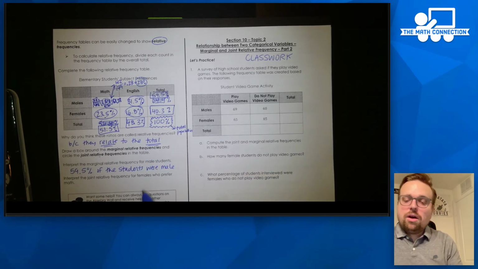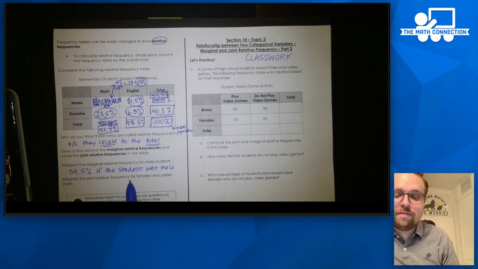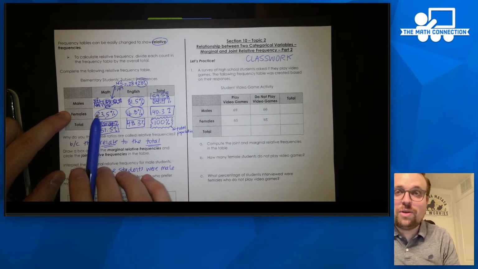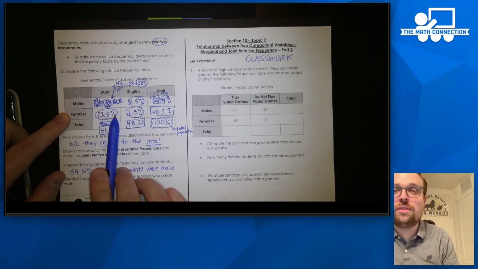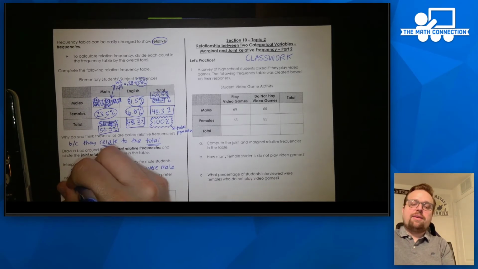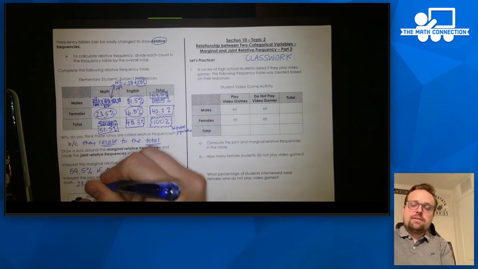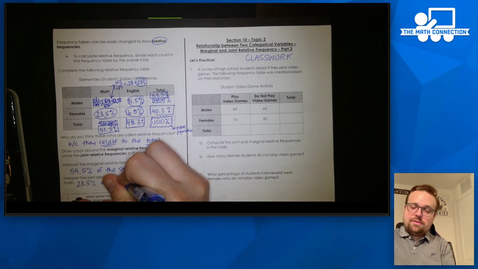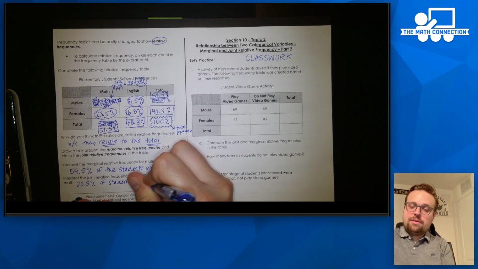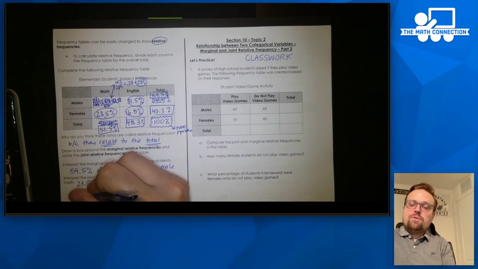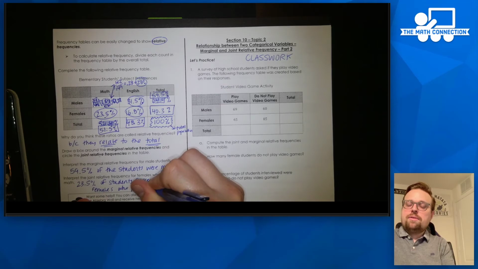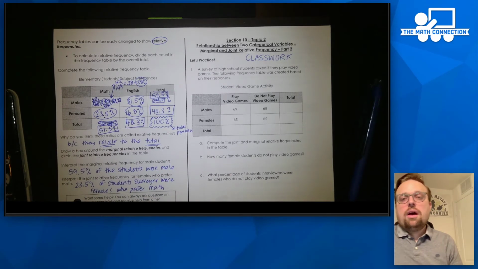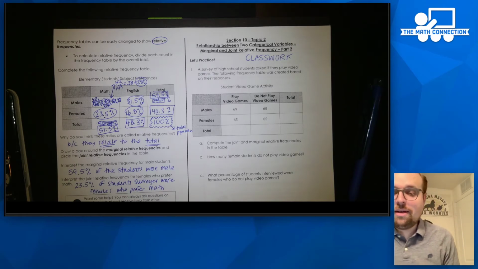Okay, and it says also interpret the joint relative frequency for females who prefer math. So joint relative frequency is going to be one of these inside values. That means 23.5% of the students surveyed were females who liked math. So let's do that. 23.5% of students surveyed were females who prefer math. Okay, that's all there is to this lesson, honestly.